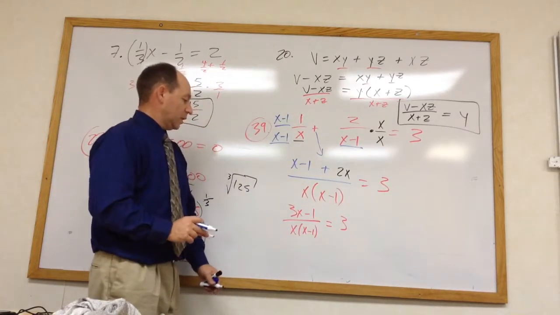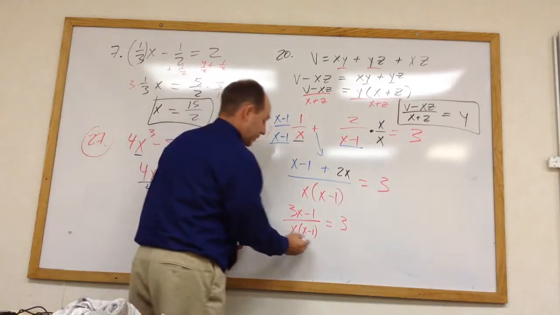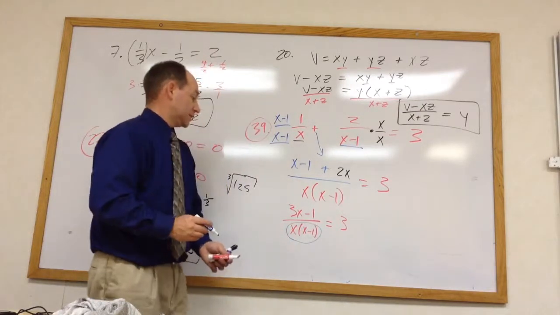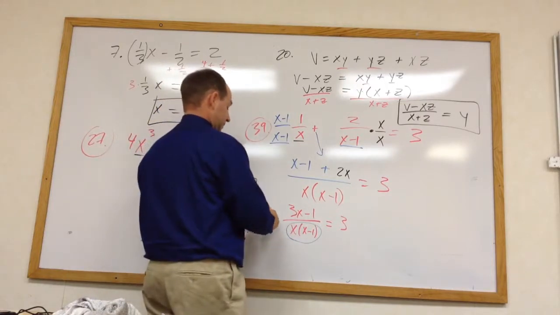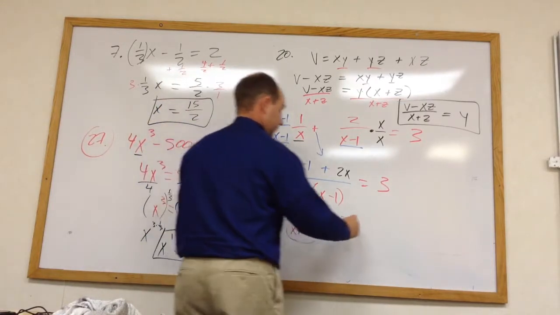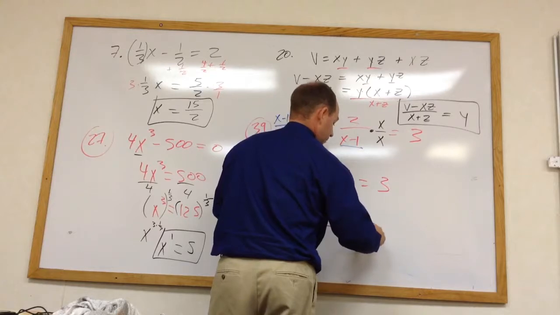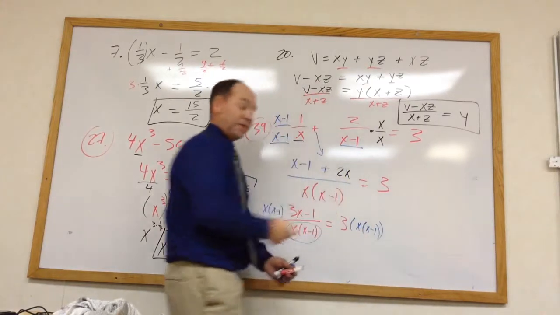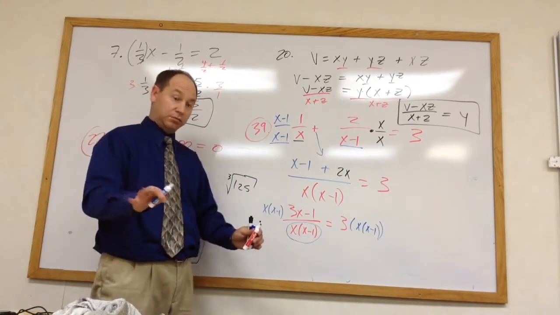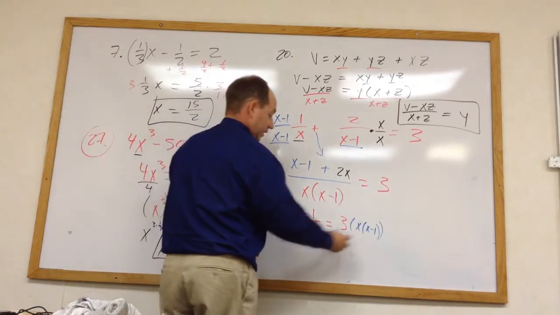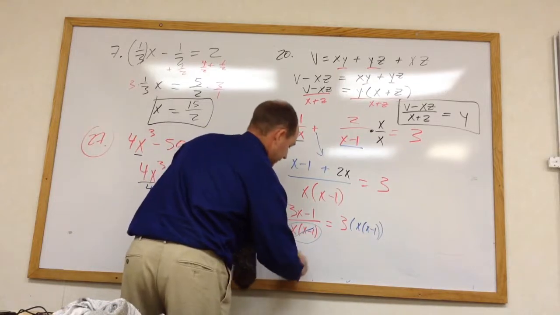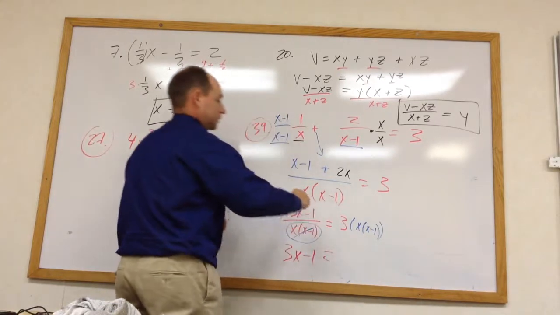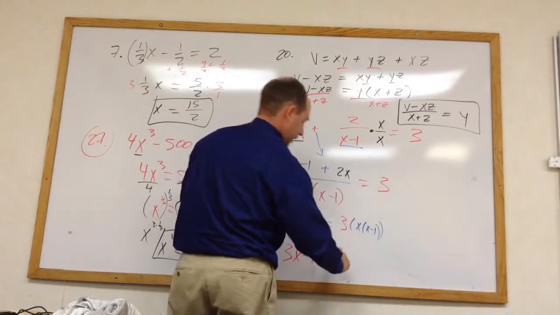Now I can get to the point where here's my denominator, and it has the x's in it. So I am going to multiply both sides by that x times x minus 1. Because remember, if two things are equal, and I multiply by the same thing on both sides, they should stay equal. In this case, those will be gone, but on that side it won't. And I'll be left with 3x minus 1 equals 3 times x minus 1.